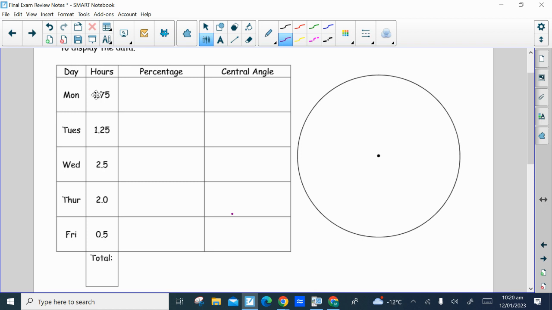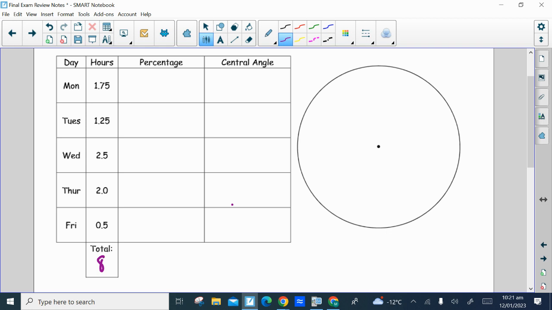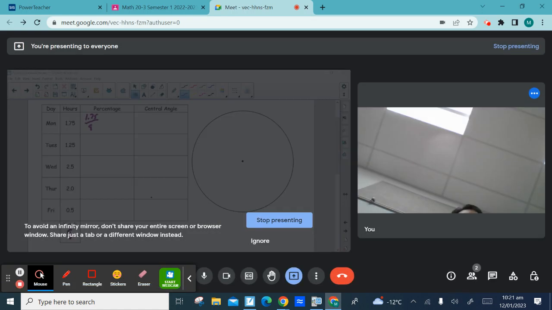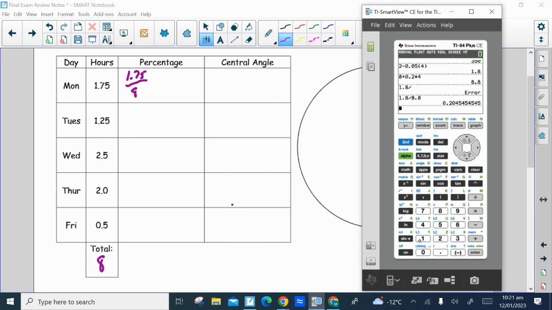So if we add up the total number of hours, 1.75 plus 1.25 is 3, 5.5 looks like a total of 8 hours. And so on Monday, he spent 1.75 hours on homework, 1.75 out of the total of 8 for the week. So to find the percentage, we have to go 1.75 divided by 8. And I'm going to leave that as a decimal. That is 0.21875.